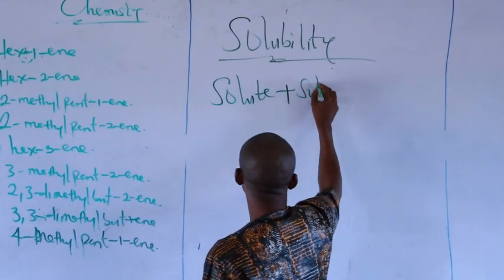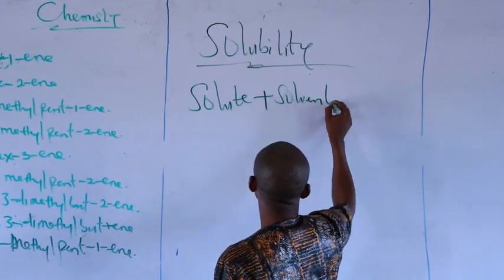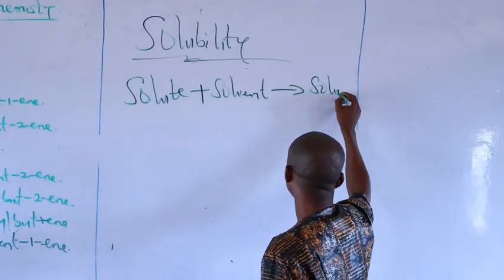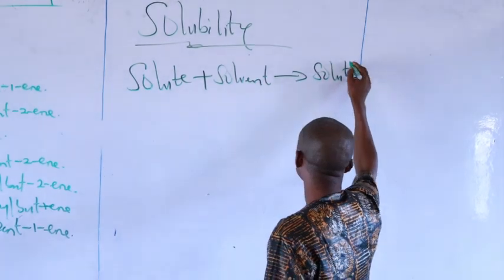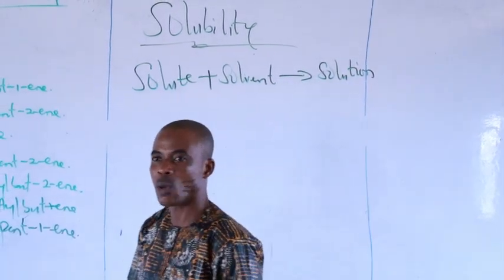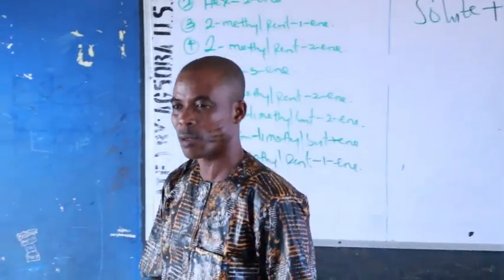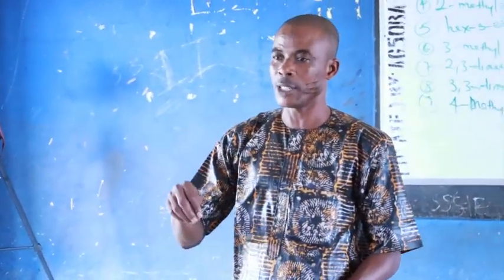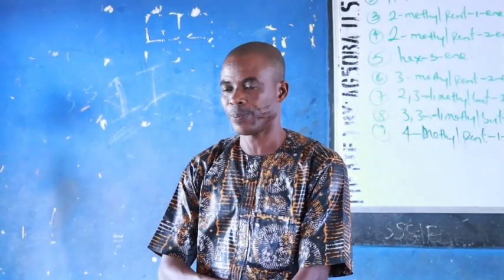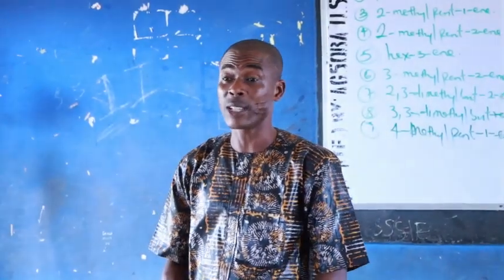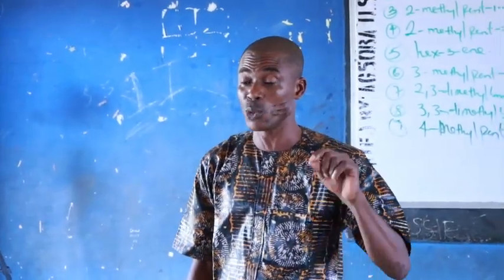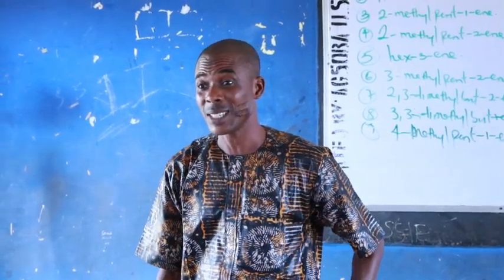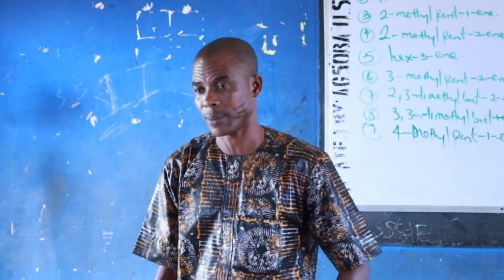We have a solute dissolved in a solvent. What do we have? A solution. As you are adding salt to the solvent, the salt will dissolve. It will get to a time that the salt will no longer dissolve. We say the solution is saturated.